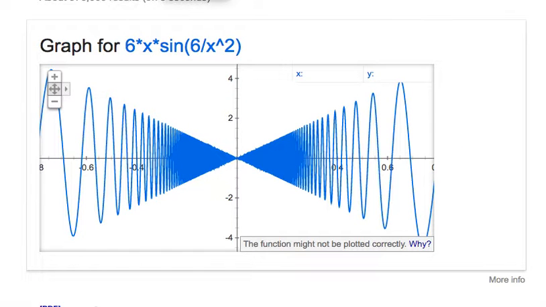Alright, here's the graph of 6x times sine of 6 over x squared. So you can clearly see that the limit is 0 as x approaches 0 from both the right and the left.